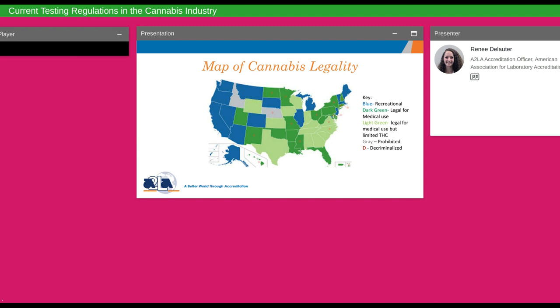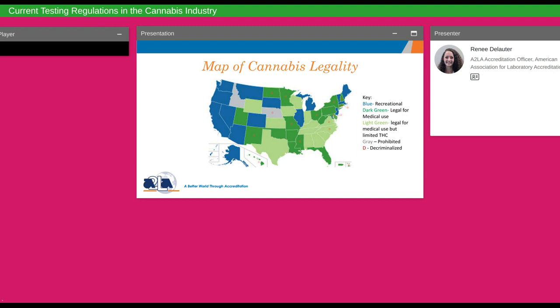These states are the blue states shown on the map. This includes Oregon, Washington State, California, Nevada, Arizona, Colorado, Montana, South Dakota, Illinois, Michigan, New Jersey, Massachusetts, Vermont, Maine, and Alaska. The darker green states are states which have legalized medical use cannabis. Many of these states have a list of medical conditions that qualify patients for medical use cannabis. The light green states have legal medical use cannabis but still limited THC. This would be your hemp and your CBD products.